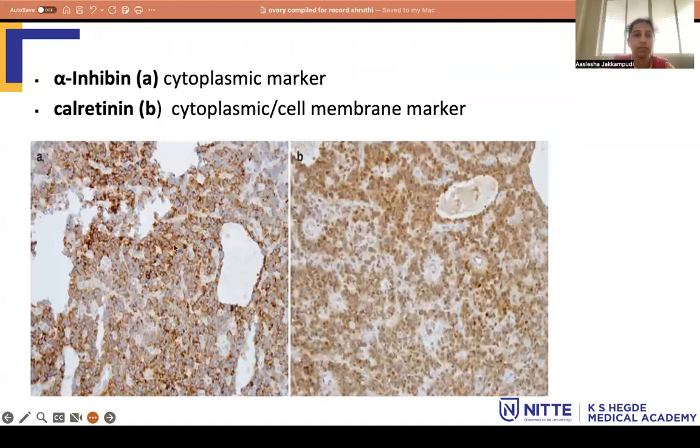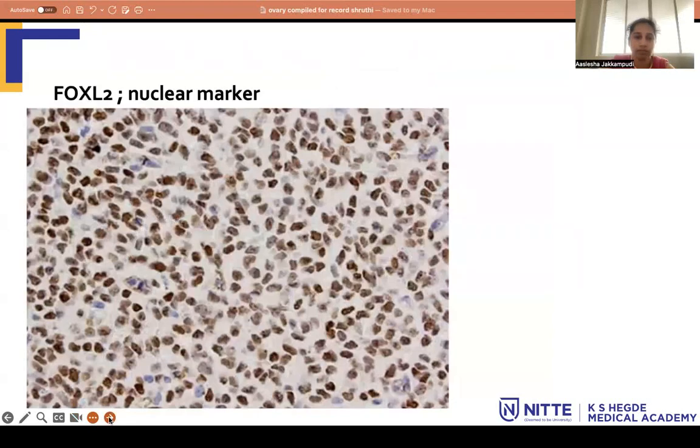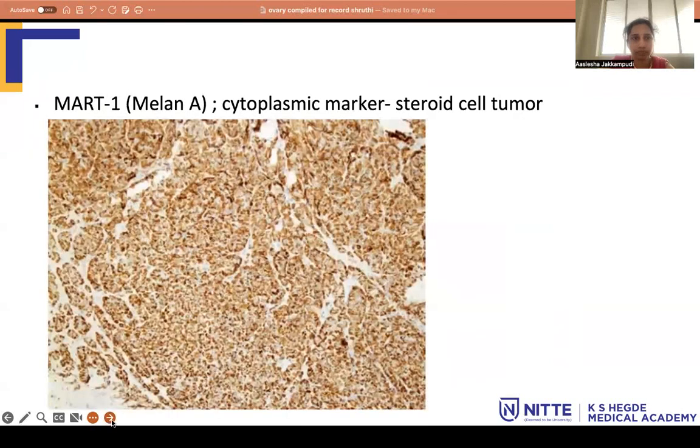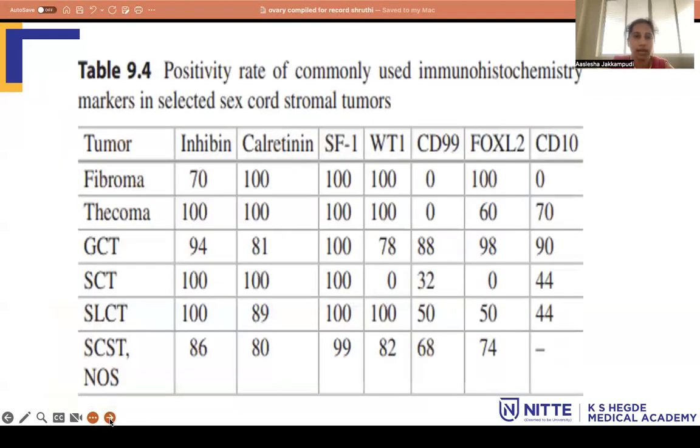So here the first picture is of alpha inhibin, which is a cytoplasmic marker. Calretinine stains both nucleus and cytoplasm. FOXL2 is a nuclear marker. Signet ring cell tumor will show SF1 positivity, highlighting the signet ring cells. This is WT1, which is showing diffuse positivity for adult granulosa cell tumor. Melan A is a specific marker for steroid cell tumor. Few of Leydig cell tumor also positive for melan A.